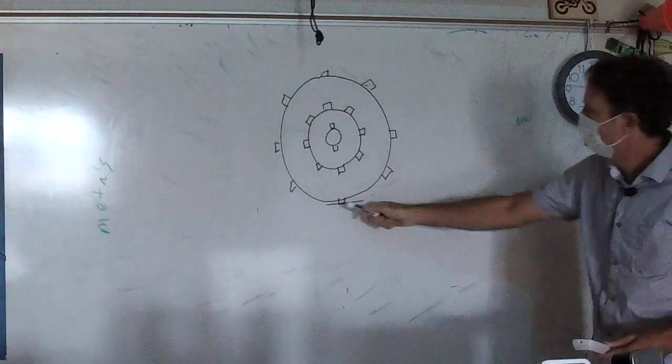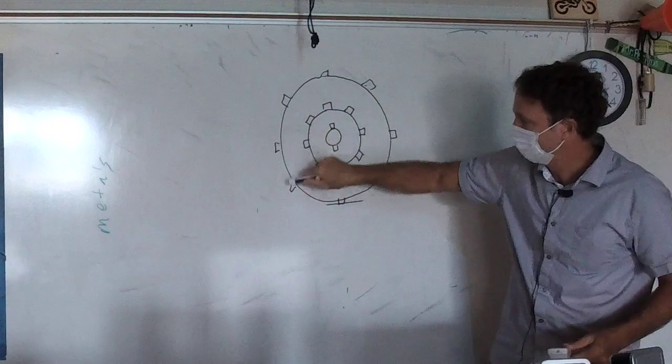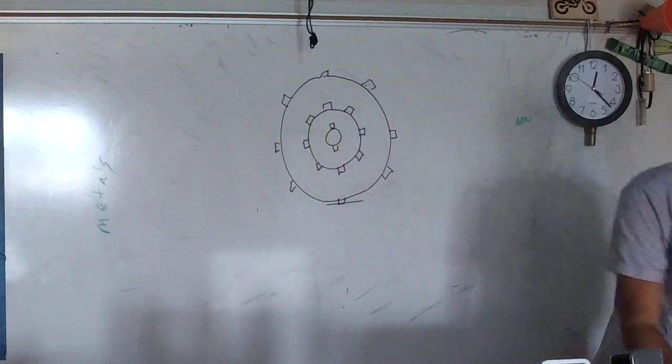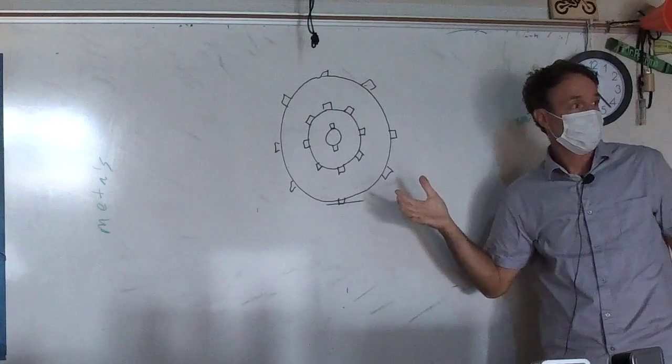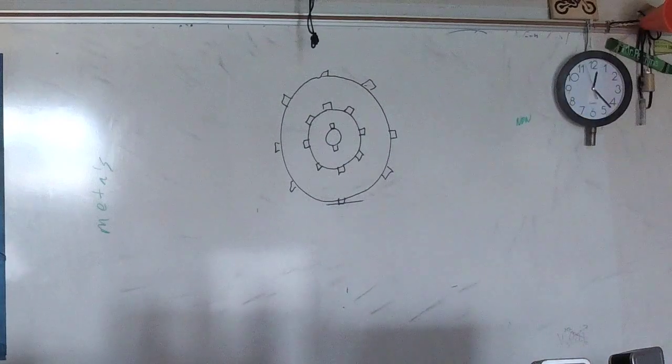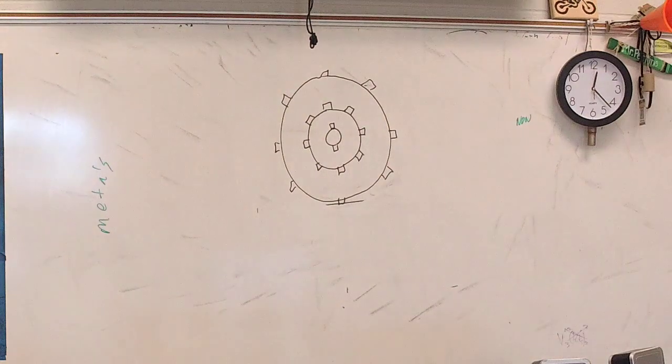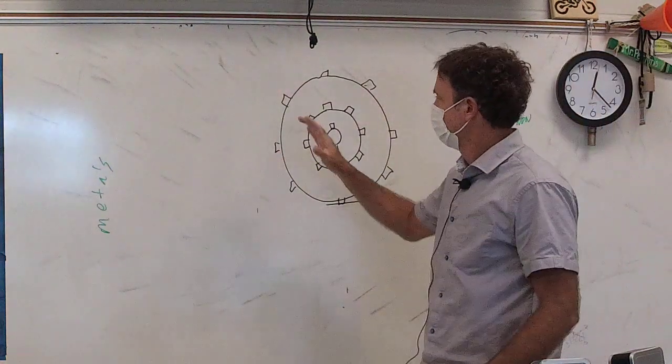Then now we look at our Bohr model. 1, 2, 3, 4, 5, 6, 7, 8. Right? So this is the periodic table. That's what's great about it. Right? Now there's only 2 rules. There's only 2 rules to creating Bohr models.